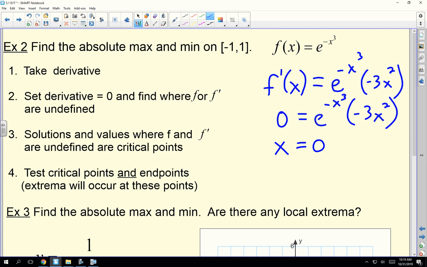So here's the deal. We've got to test this one critical point that we found by setting the derivative equal to 0. We do not need to test any undefined zones for f or f prime, but we do need to test the 2 endpoints. So we have 3 different points that we need to check. And what are we looking for at these 3 different points?